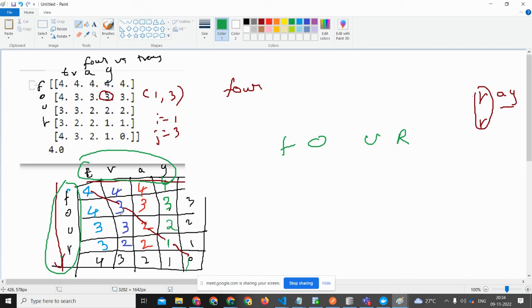Able to see this? 4 to 3, we are decreasing, which means it's a substitution. We are substituting F with T. All that you need to know is it's a substitution. Then we are substituting O with R, and U with A, and R with Y. So we got tray.